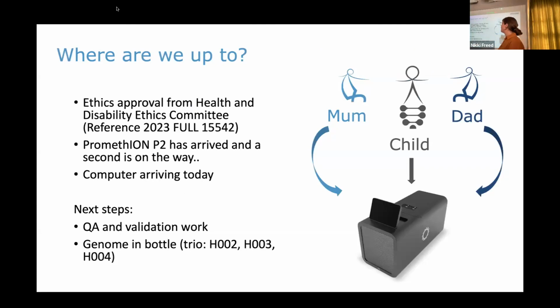Cool. So where are we up to? We've actually got ethics approval already ticked off. We have a PromethION P2 on our lab bench at the moment, and we're just waiting for a computer to connect it to, which I've been told is arriving today, hopefully. And we've got another P2 arriving in about a week, I think. They're the Solos as well. And then we can actually get started sequencing. Our first steps will be a bit of validation work in QA, and we've got some Genome in a Bottle reference samples that we'll be using for benchmarking as well.